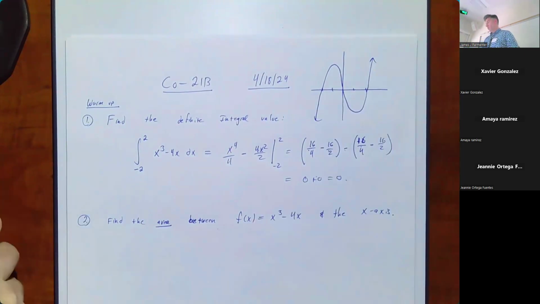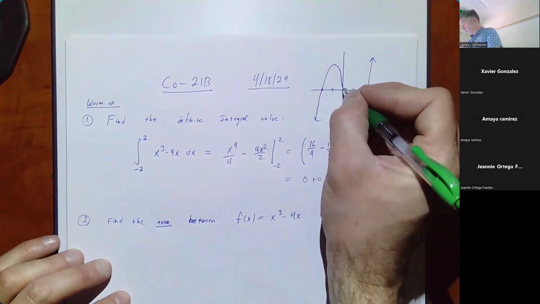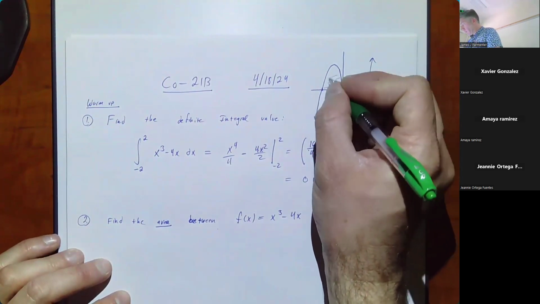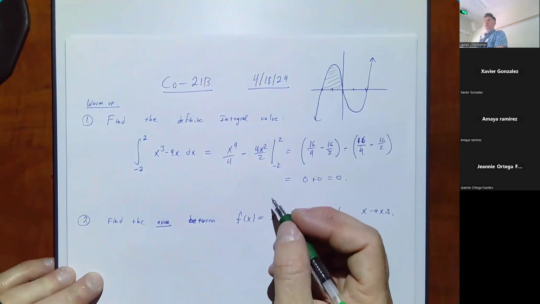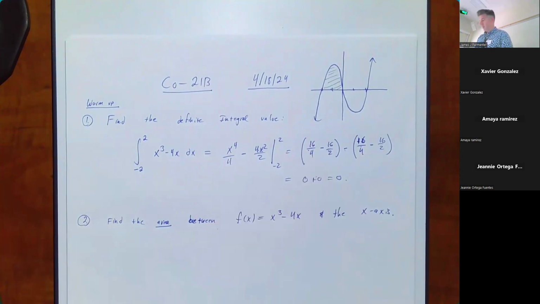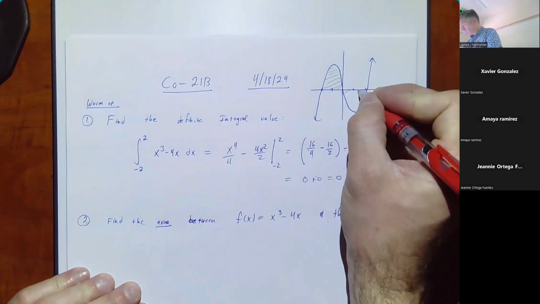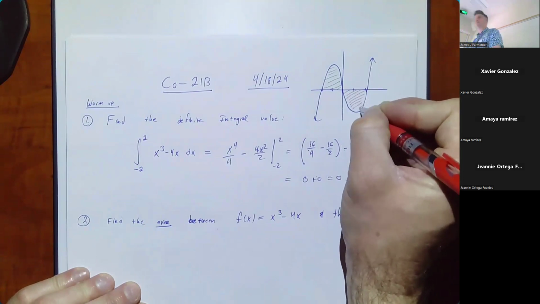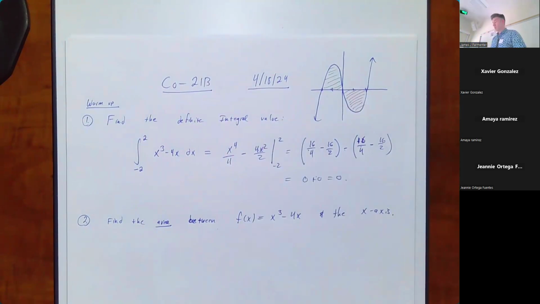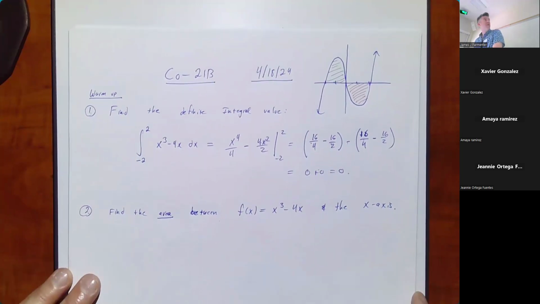And so what we've ended up doing is counting that area as positive, and that area down there as negative. But if I actually wanted to find the area between the function and the x-axis, we should count both of those as positive. And so if we really want to get the area between those two curves, we have to set this up in the following way.